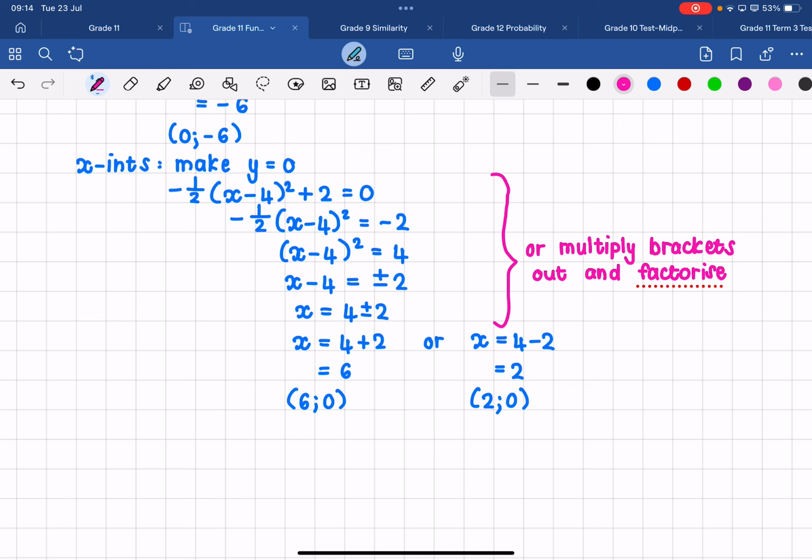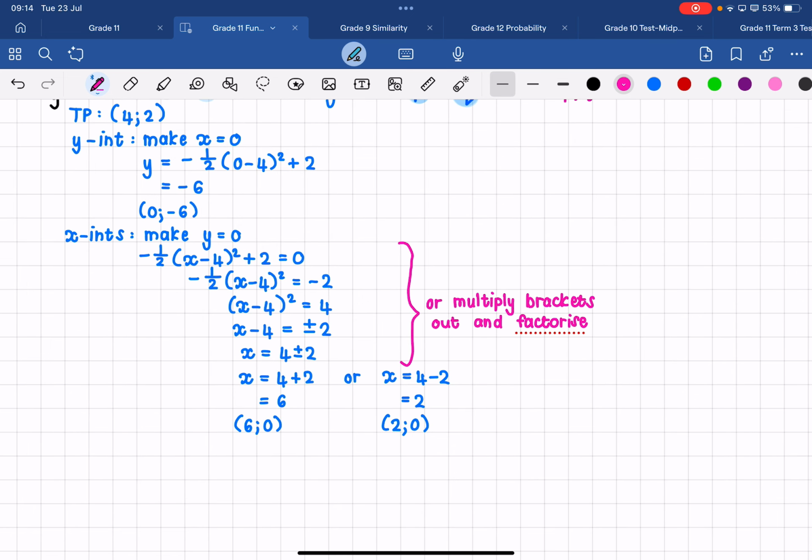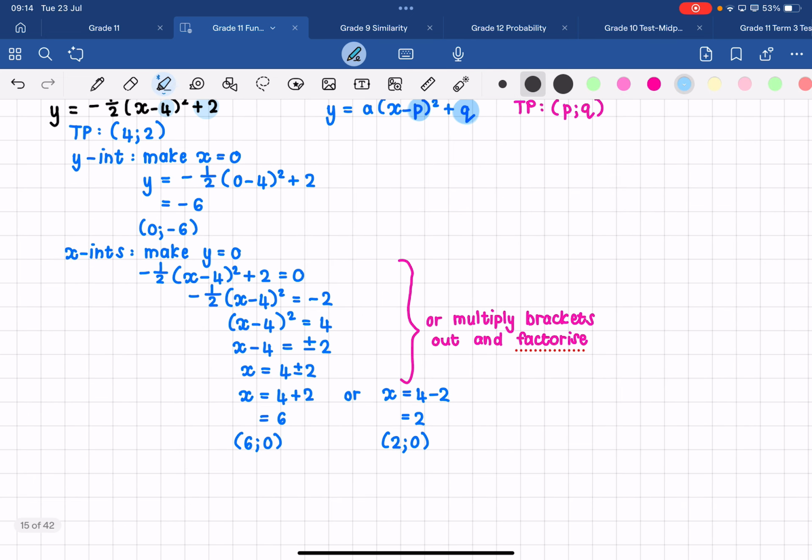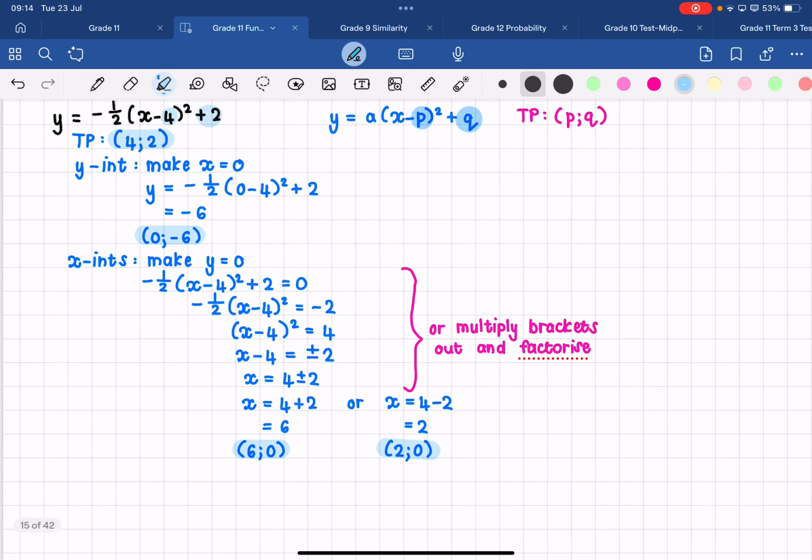All right. Please draw this graph. We have 4 points that we need to plot. We have the turning point, we have the y-intercept, and we have our 2 x-intercepts. Okay, so on your own, quickly, see if you can draw that graph.